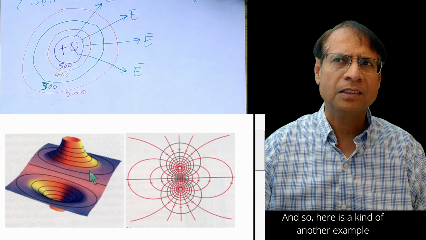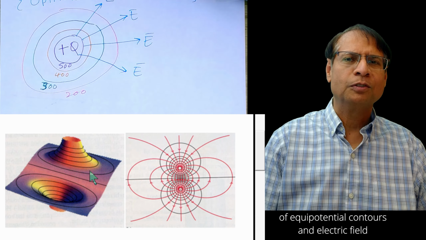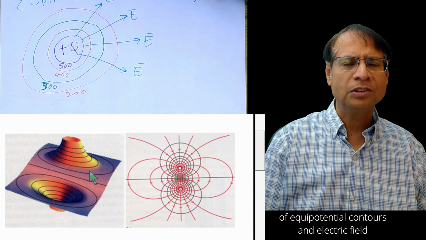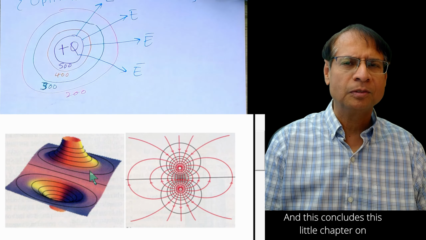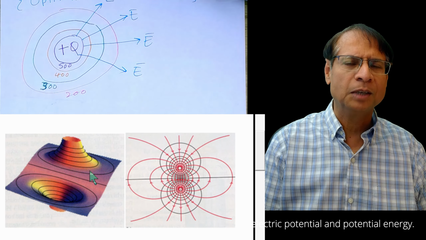And so here's another example of equipotential contours and electric field lines. And this concludes this little chapter on electric potential and potential energy.